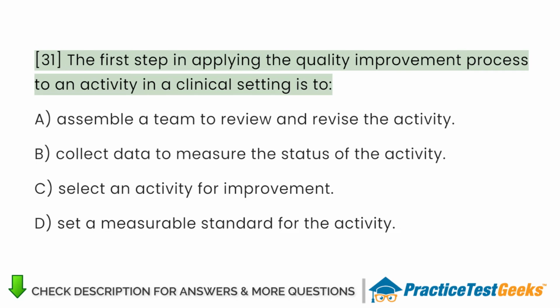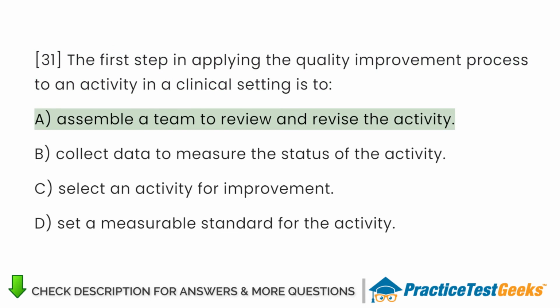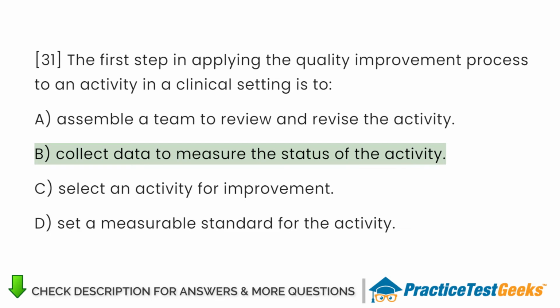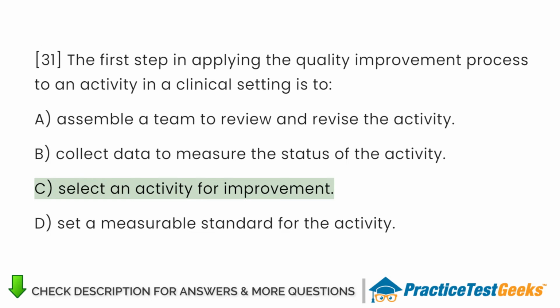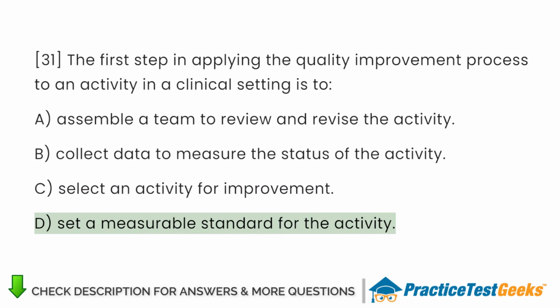The first step in applying the quality improvement process to an activity in a clinical setting is to A. Assemble a team to review and revise the activity. B. Collect data to measure the status of the activity. C. Select an activity for improvement. D. Set a measurable standard for the activity.